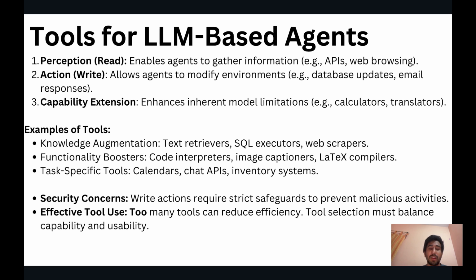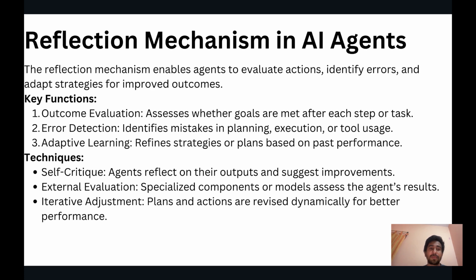But there are sometimes security concerns also with the tools. So right actions require strict safeguard to prevent malicious activities. And too many tool calls can also reduce efficiency. Tool selection must balance the capability and usability. So we should not give too many tools to the LLM, it may get confused sometimes and it may reduce the performance of the LLM. So we need to balance the number of tools with the capability of the LLM and the usability of the agent.